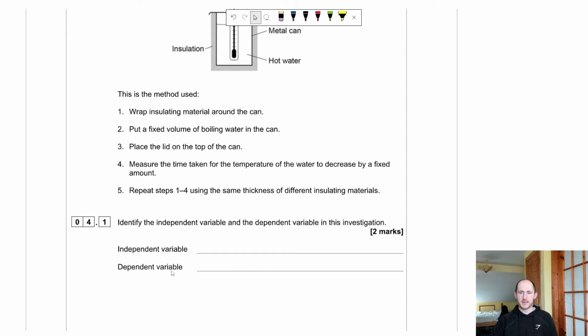So the dependent variable in this case, what are we measuring? Where it says measure the time taken. So time taken for the temperature to decrease, right? What is the only other thing changing in this experiment? Well, it says fixed volume, so that's a control variable. It says by a fixed amount, so that's also a control variable. Is there anything else? Nope.